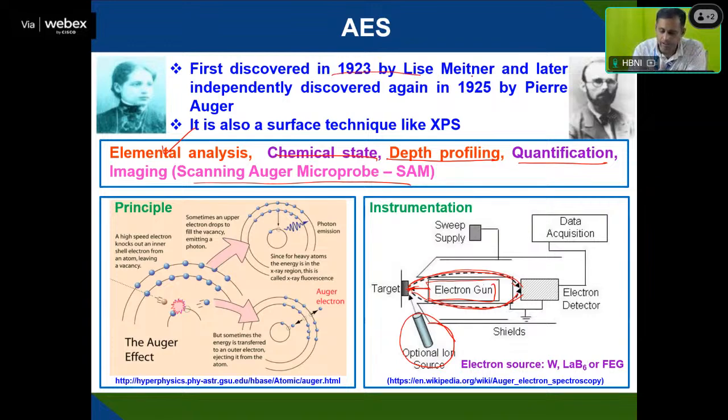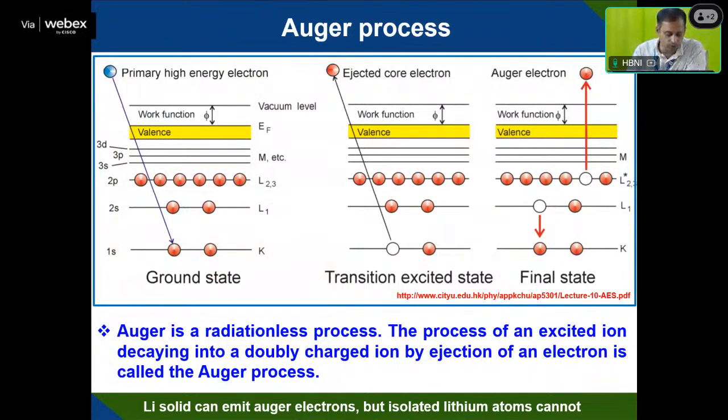It was first discovered in 1923 by Meitner, but later independently rediscovered by Pierre Auger. After his name, the technique was named Auger electron spectroscopy. As I told you, it is a three-electron process. You can see first that the X-ray beam falls, and because of this a core electron, the primary high-energy electron, is ejected, and it goes out.